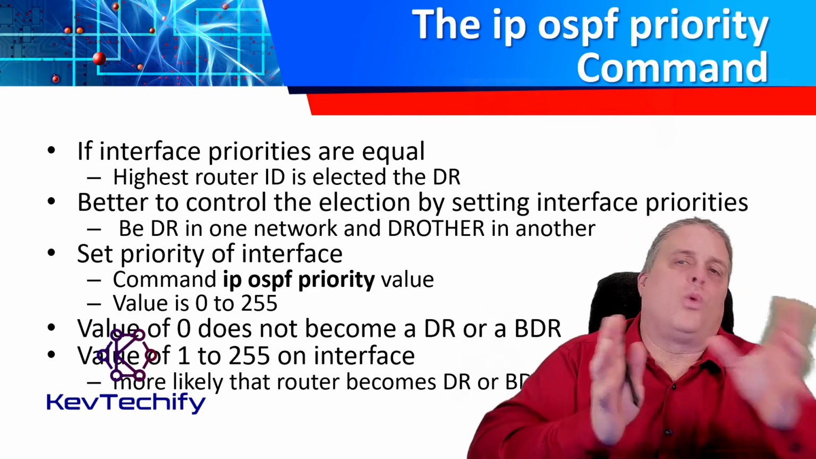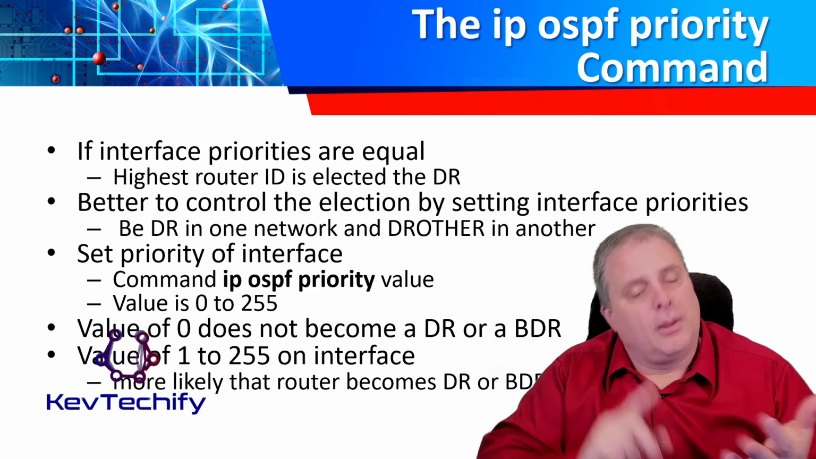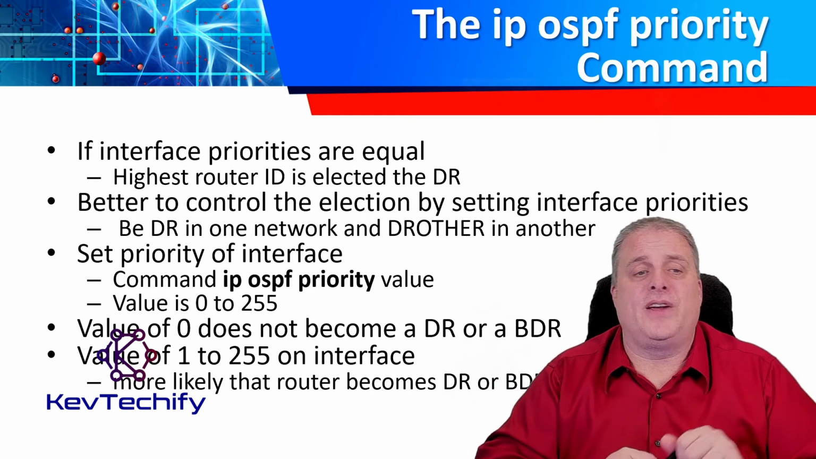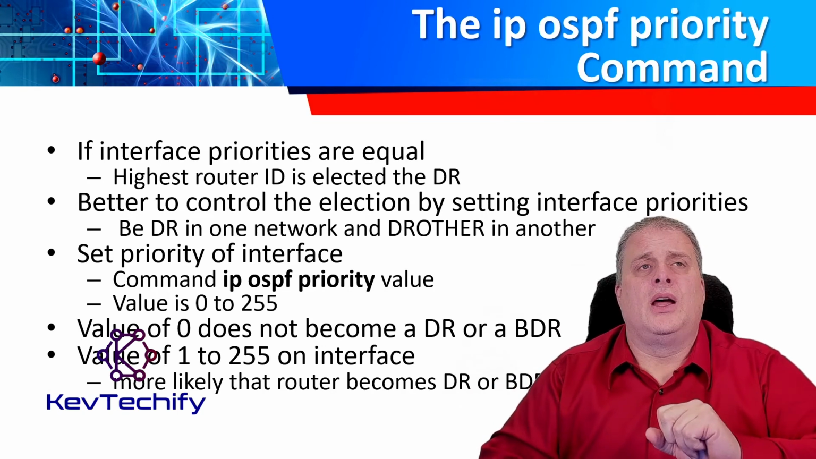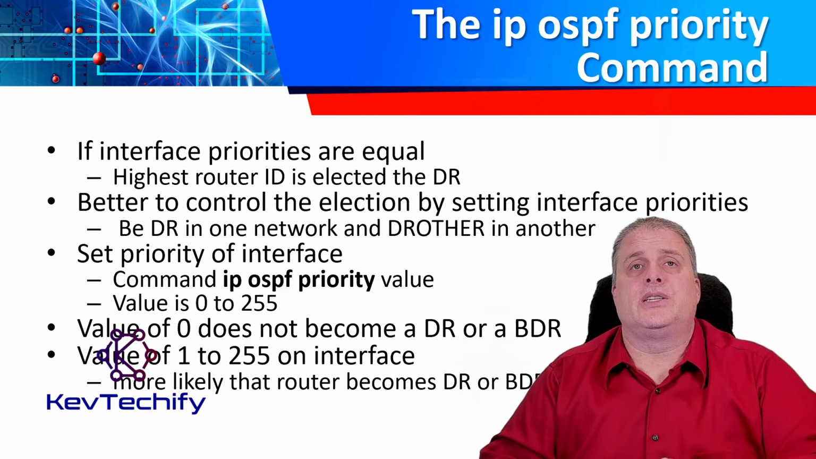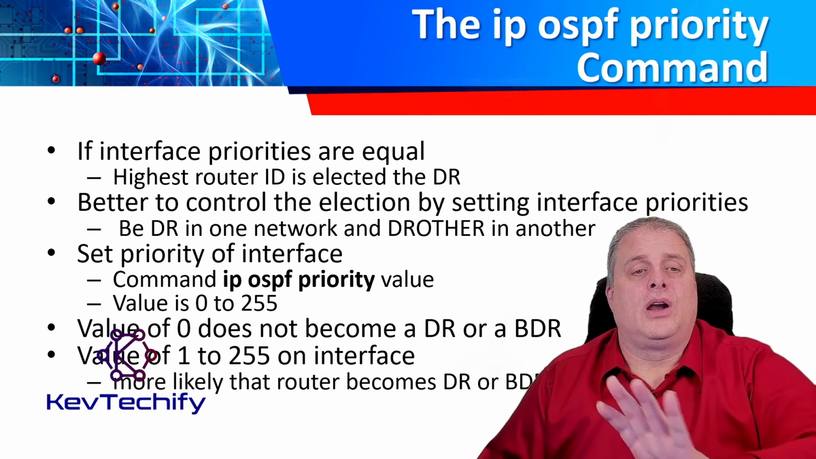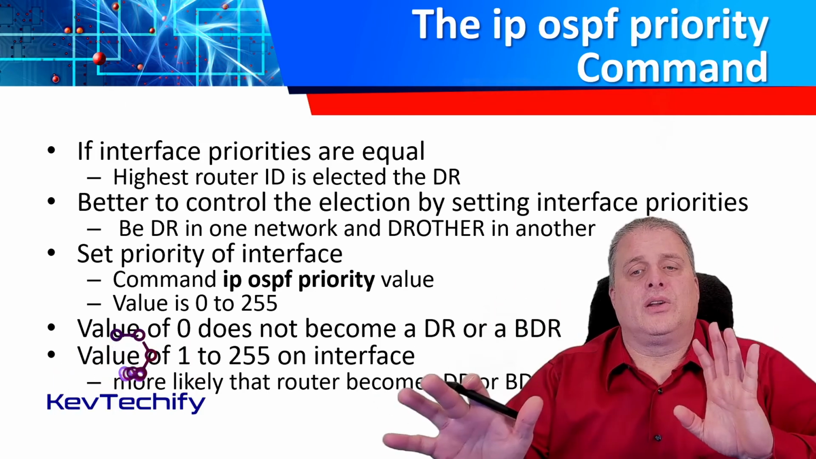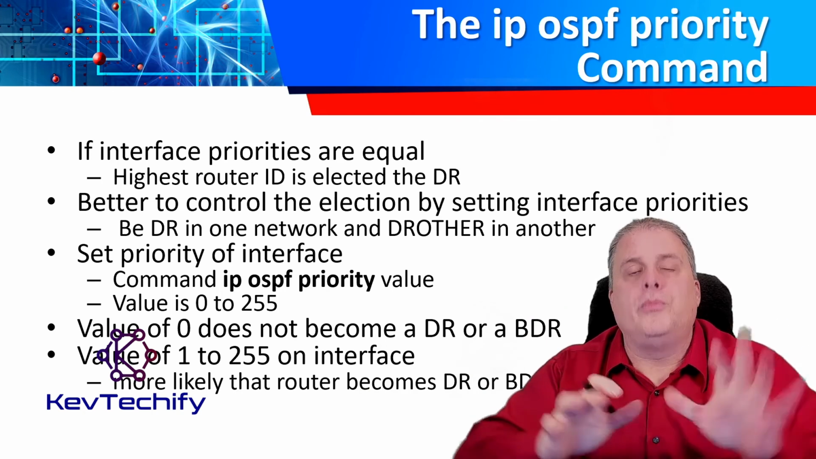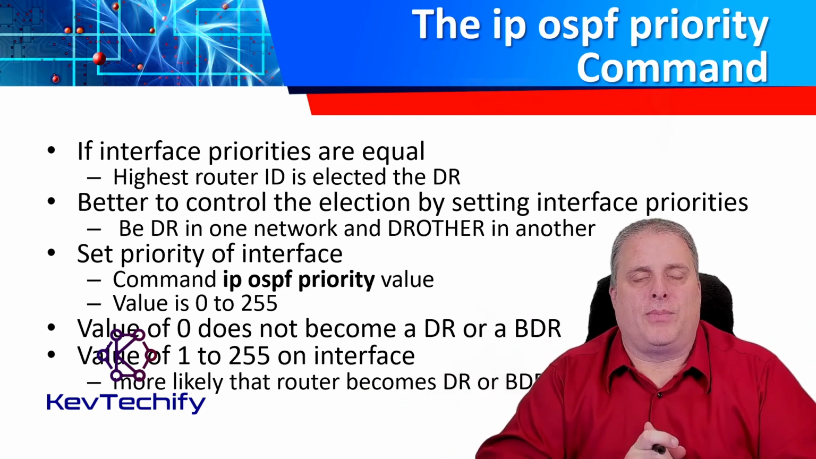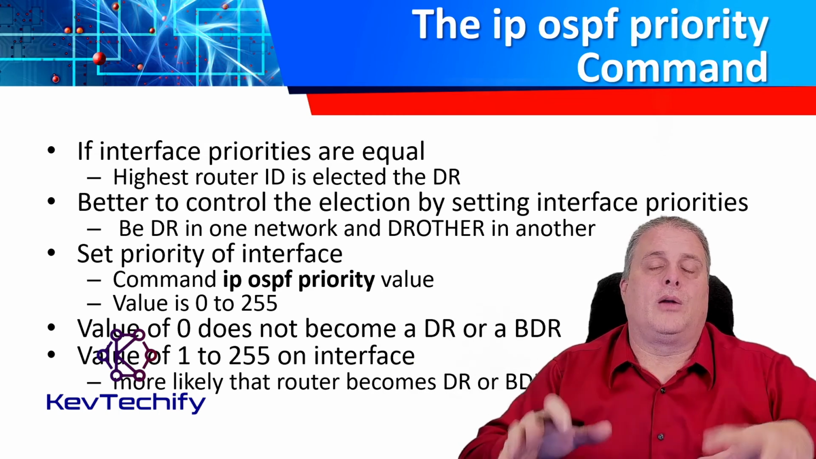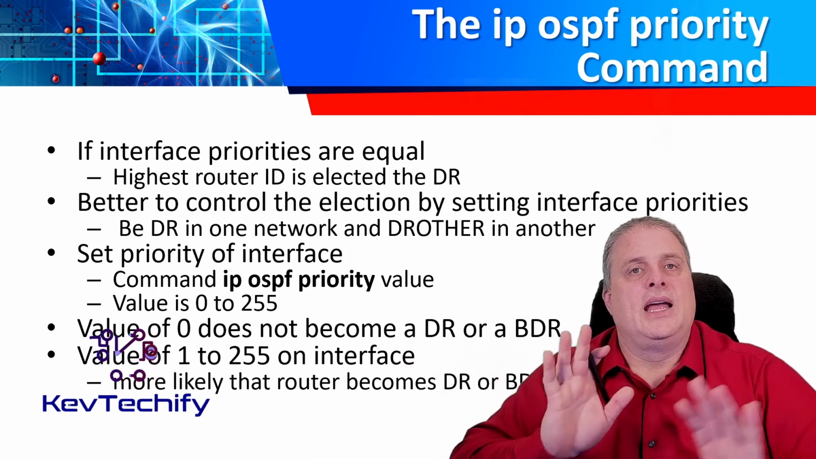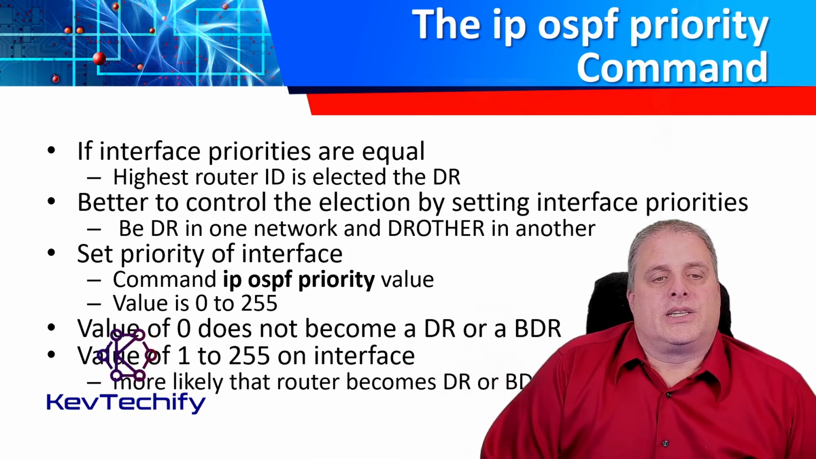You want to probably pick one router over the other, maybe the less congested, maybe the newest router. You want to set that up. Also, setting interface priorities allows a router to be a designated router in one network, and also a DR other in another network. You might have scenarios where that has to happen. This could be when you're looking at multi-area OSPF, where the router has interfaces in different areas.